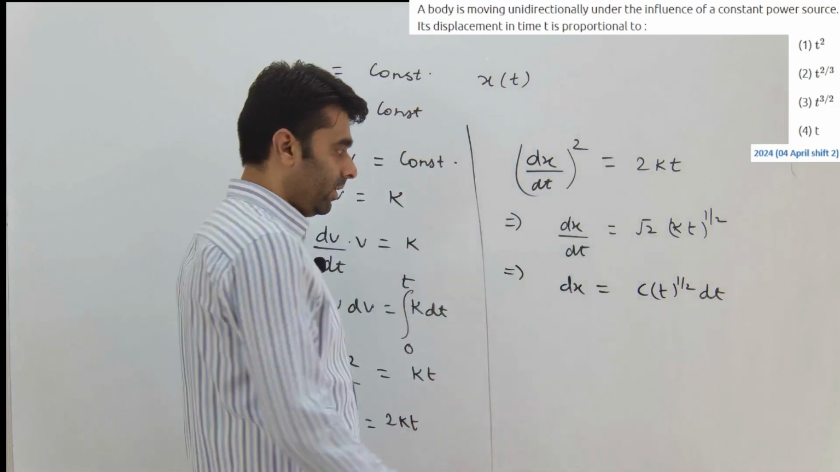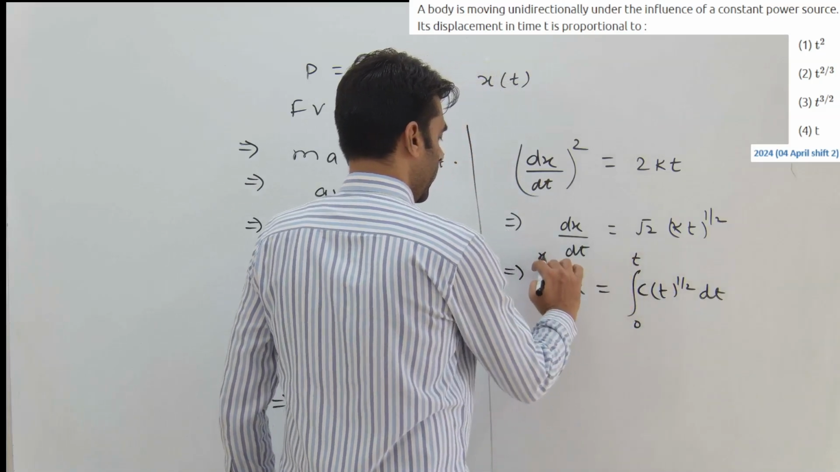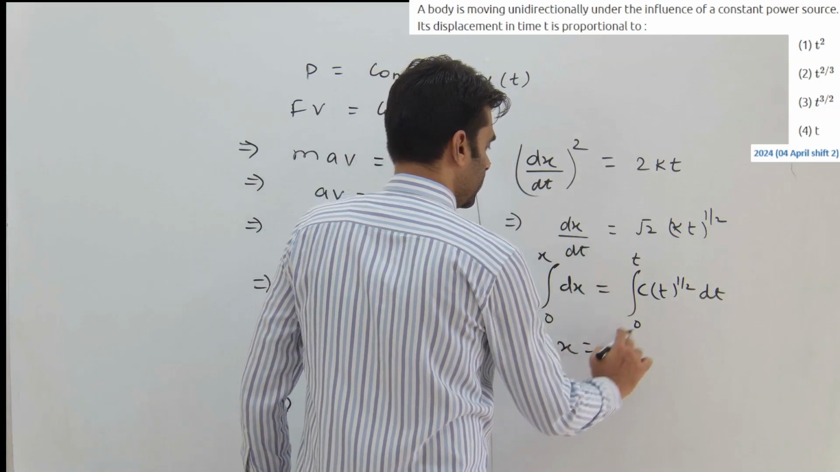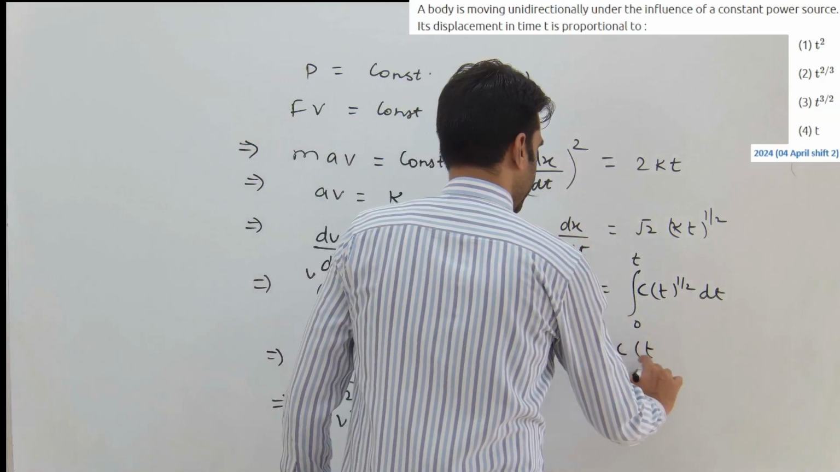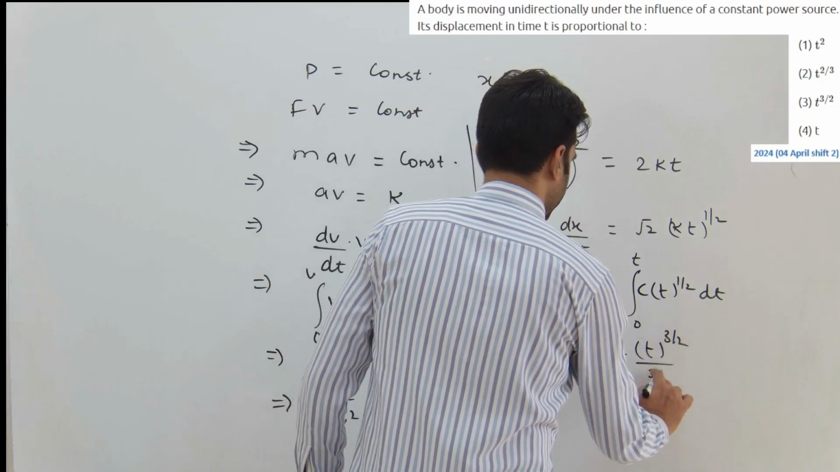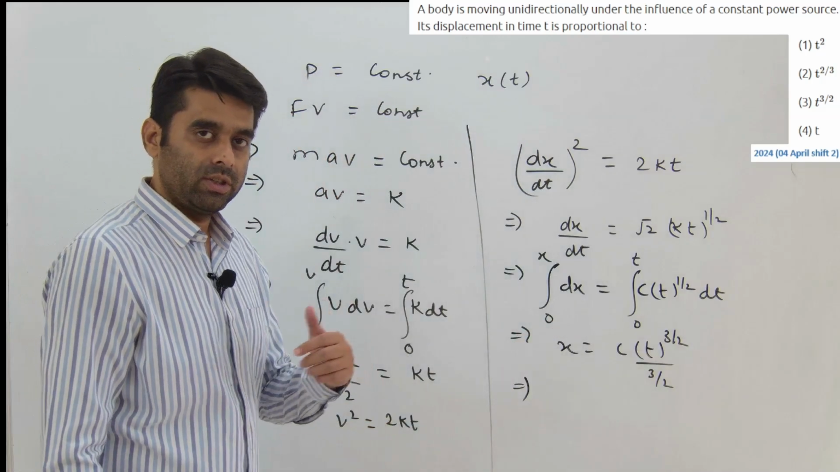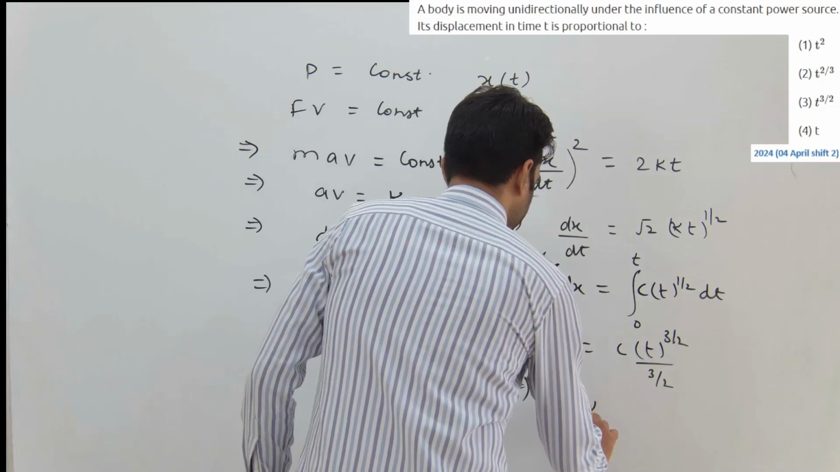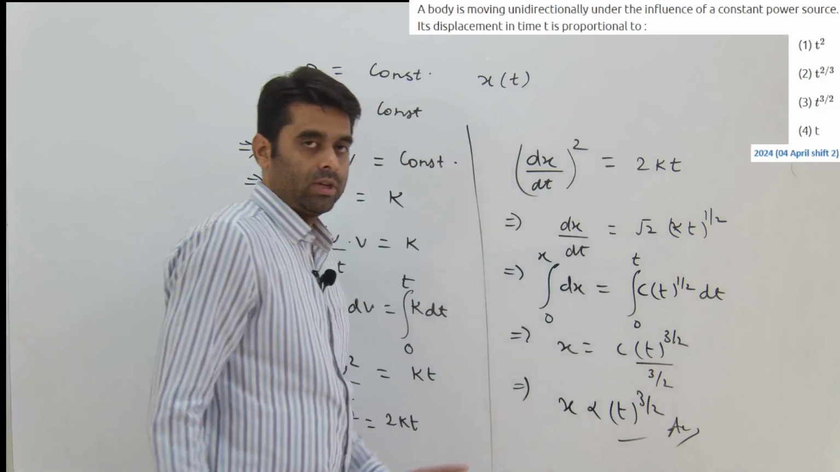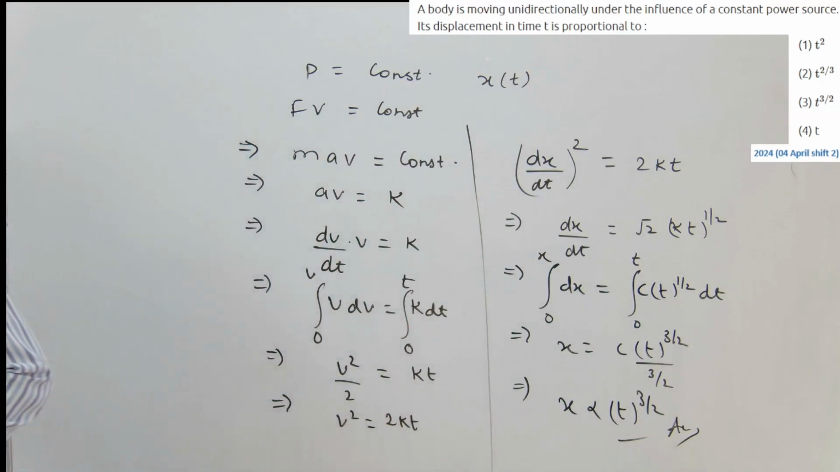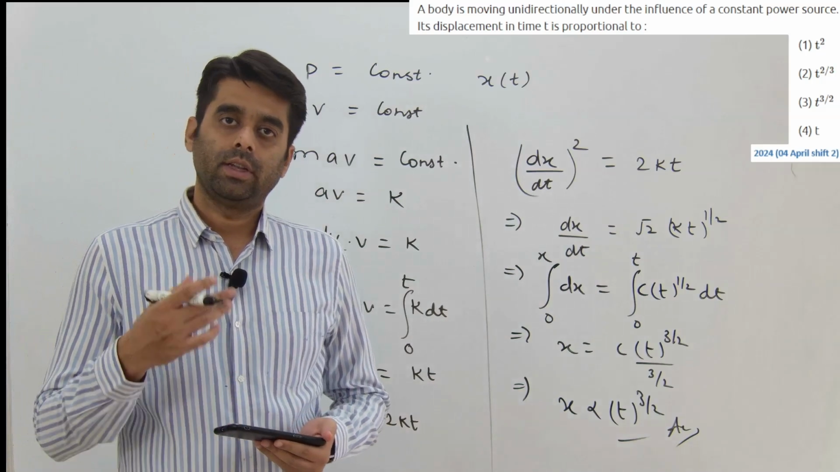Let us integrate it once again, 0 to t, 0 to x. Integration, this will be x is equals to constant c, t power 1 by 2. T power 1 by 2 integration will be t power 3 by 2 by 3 by 2. So basically, if you notice carefully, as a function of t, what is the proportionality? The displacement is proportional to t power 3 by 2, right? Check the option. If we take a look at the options, option number 3 will be our correct answer. Let us move ahead.